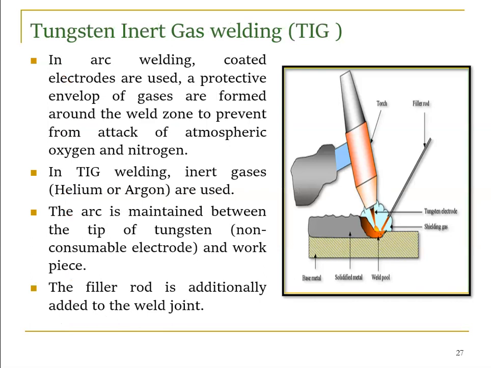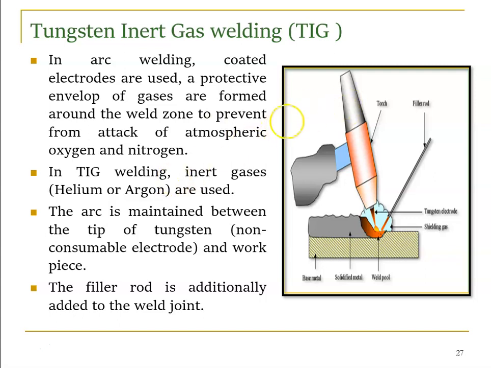And the next topic is tungsten inert gas welding. As the name implies, in carbon arc welding we use carbon as the electrode. So tungsten inert gas welding means we use tungsten as the electrode. Inert gas means the electrode is surrounded by an inert gas such as argon, carbon dioxide, helium, etc. So in arc welding, coated electrodes are used to protect; an envelope of gas is formed around the weld zone to prevent atmospheric oxygen and nitrogen. So this is like flux core. The electrode is coated with fluxes, right? So in TIG welding, inert gases are used. Generally we use fluxes to prevent oxidation, but in TIG welding we use inert gas as the protecting material.